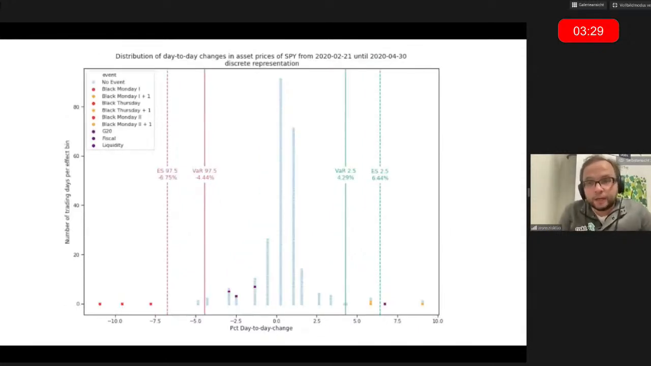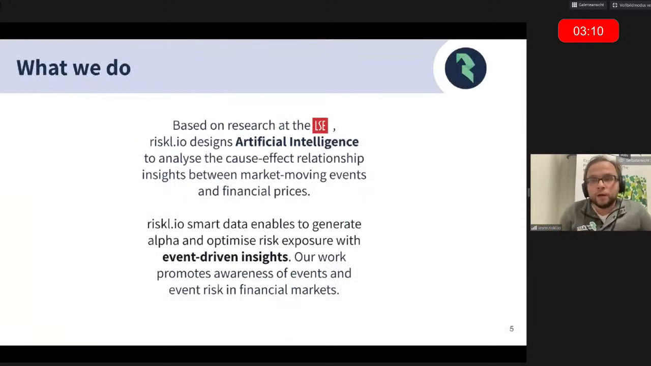So what we would have done there is really look into those kinds of events that drove financial markets, and we would have seen quite interesting correlations or combinations suggesting that the worst days also caused the best days. So these are the kind of things that we extract, and this is what we do. We design artificial intelligence to analyze the cause-effect relationship, with insights into what event moved markets and how this translated in terms of quantitative information.